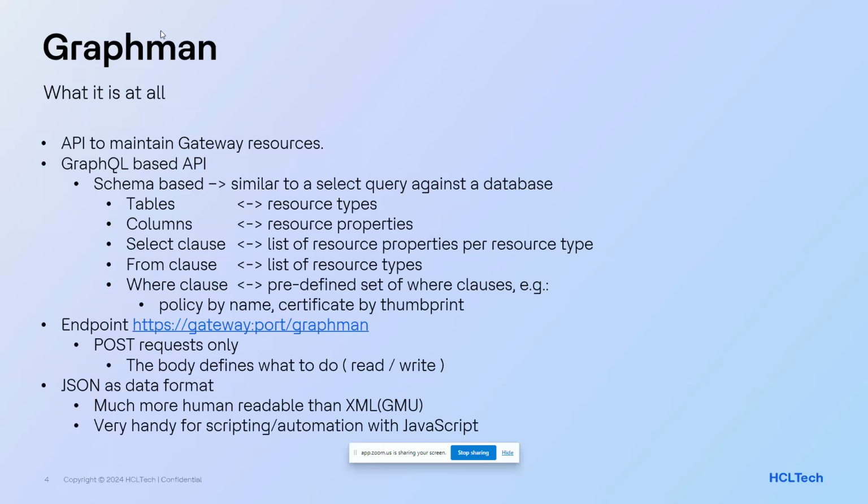As I mentioned here, it's much more human-readable than XML, which isn't used by Graphman. And when it comes to scripting and manipulating data, which might be necessary, it is even very handy for scripting and automation with JavaScript as well. So in my opinion, a very big advantage getting away from XML.